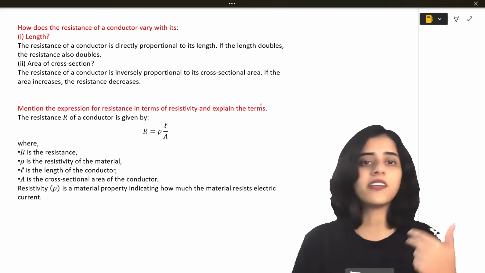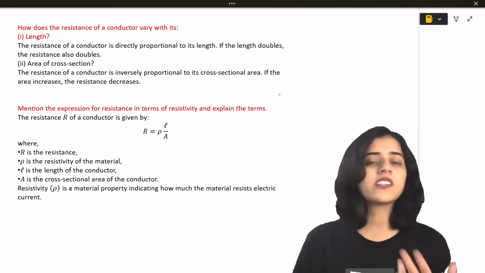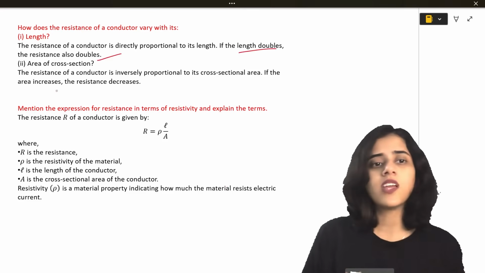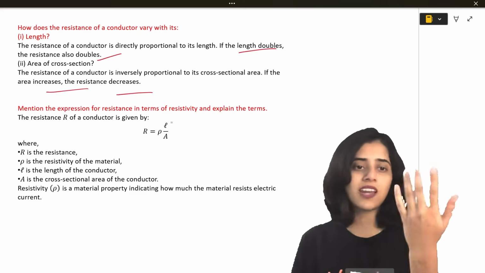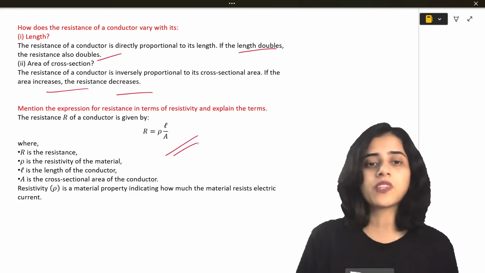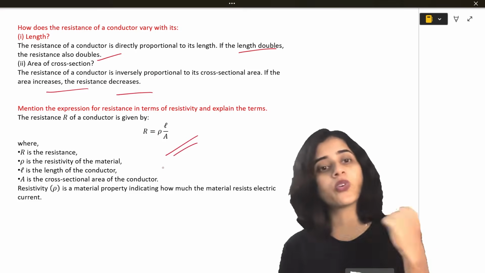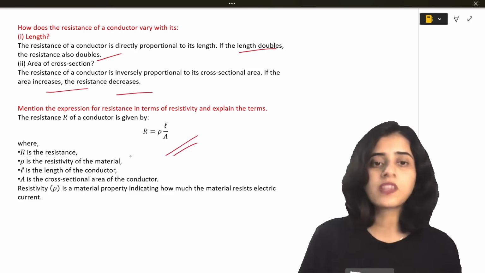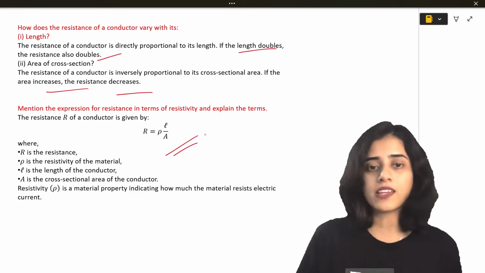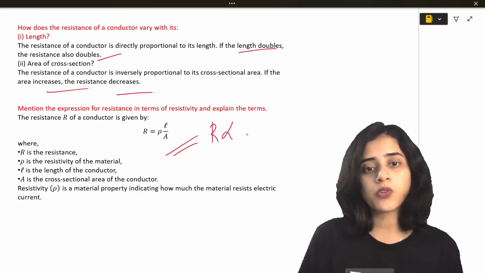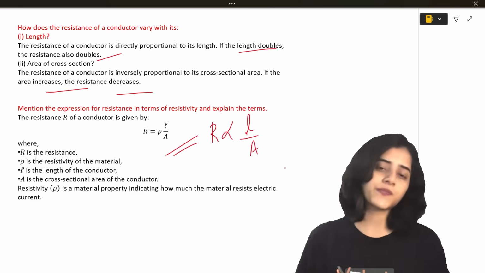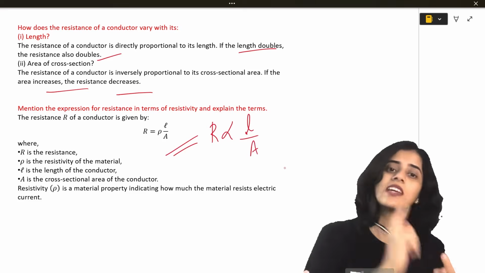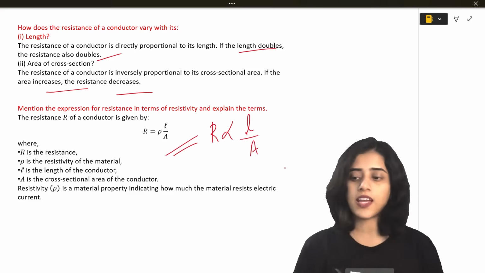So resistance is directly proportional to length. It's inversely proportional to area. So if length doubles, resistance doubles. If area increases, resistance decreases. Directly and inversely proportional. And that comes from this equation: R is equal to rho L by A. Mention the expression for resistance in terms of resistivity. R is equal to rho L by A. So if I remove rho, R is proportional to L by A. That's how I did the previous question. So it's directly proportional to length, inversely proportional to area.